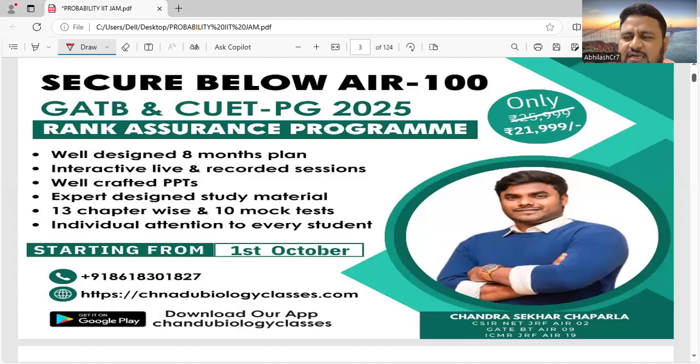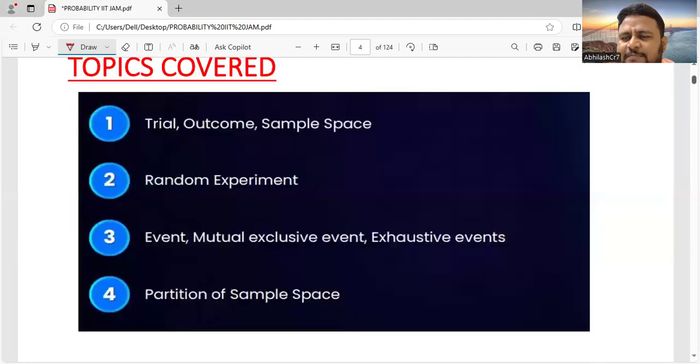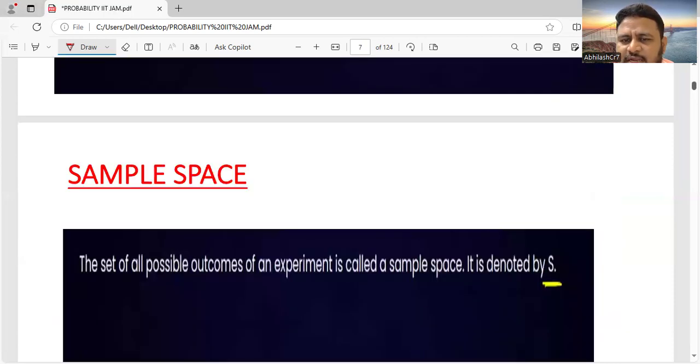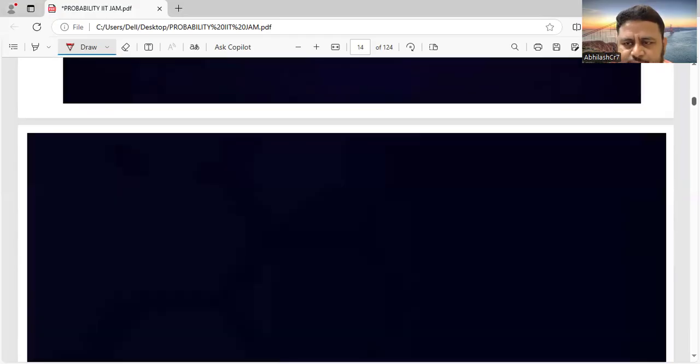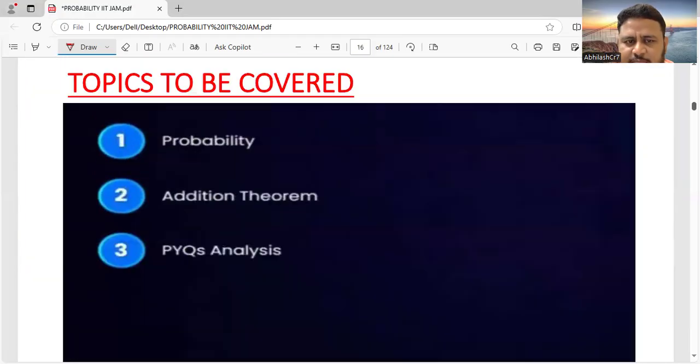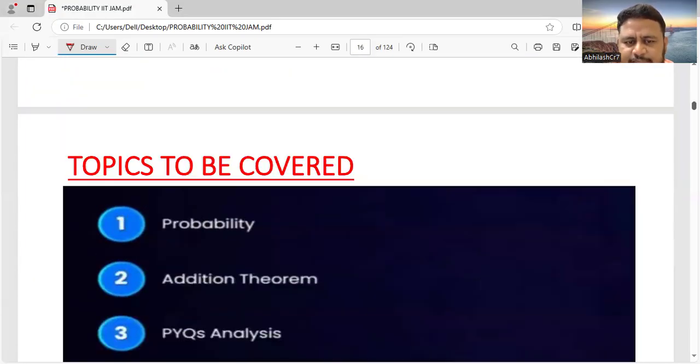So we learned conditional probability and axiomatic and operational probability. Next we are going to learn a very important, highly important concept, that is the multiplication theorem on probability. Today we are going to discuss the multiplication theorem on probability.